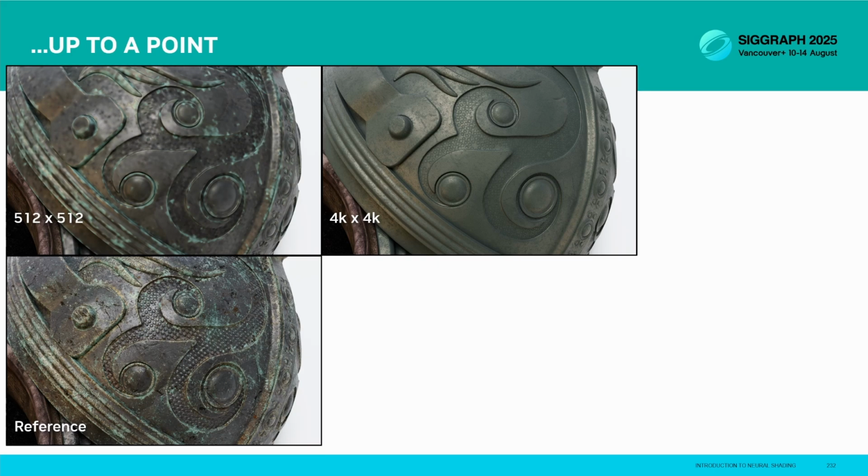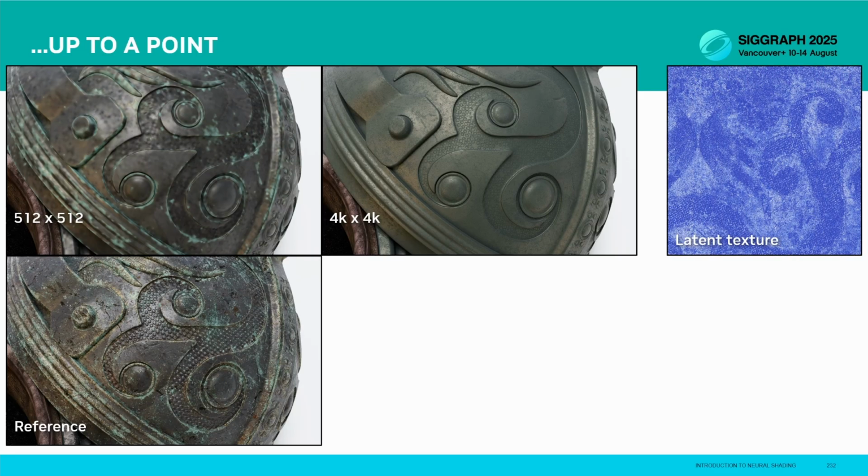And the reason for this is that we're now splitting our training samples over many more texels, leading to much noisier gradients and much slower convergence. And you can see this when you look at the latent texture that it learns, which looks very noisy and low contrast because the training has stalled.